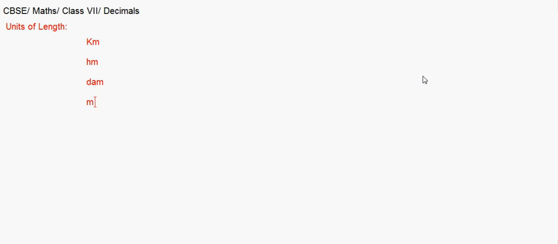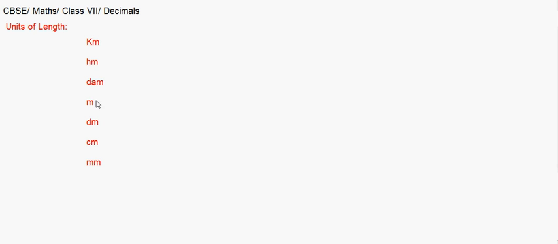And then I tell you what's the relation between all of them. The top one is the biggest in the unit. That means the kilometer. The more we move down into this vertical column, the smaller it becomes. Like the relation between kilometer and hectometer. Hectometer is smaller than kilometer. Similarly, decameter is smaller than hectometer.